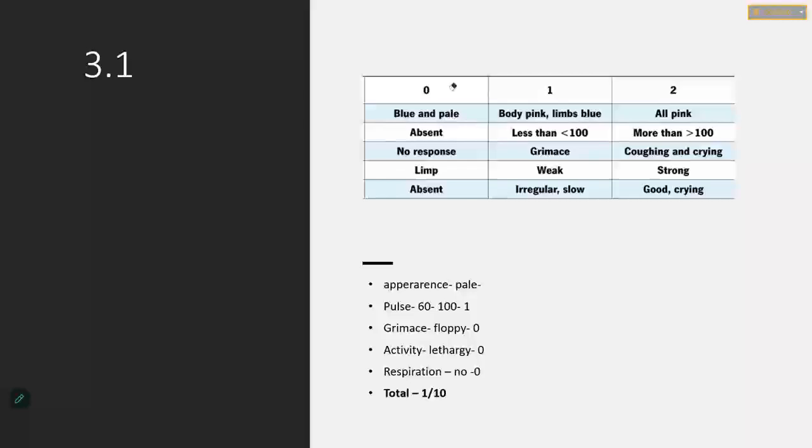The problem is we may know the answer, but sometimes we may directly answer 1 out of 10, and you may get only 5 marks out of 30. So just write it properly, at least this one. If you have time, write all of this, the whole chart, and calculate the score. Then you will definitely get the full marks.